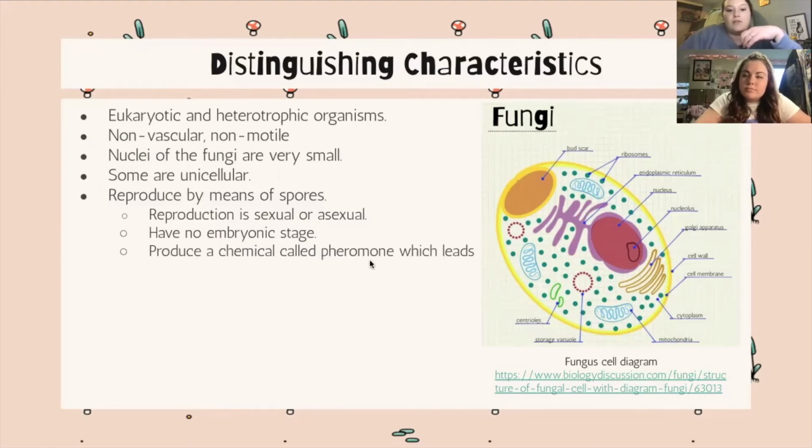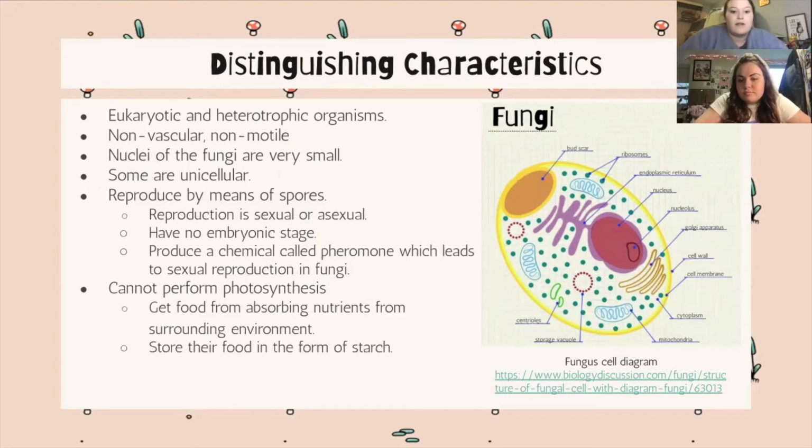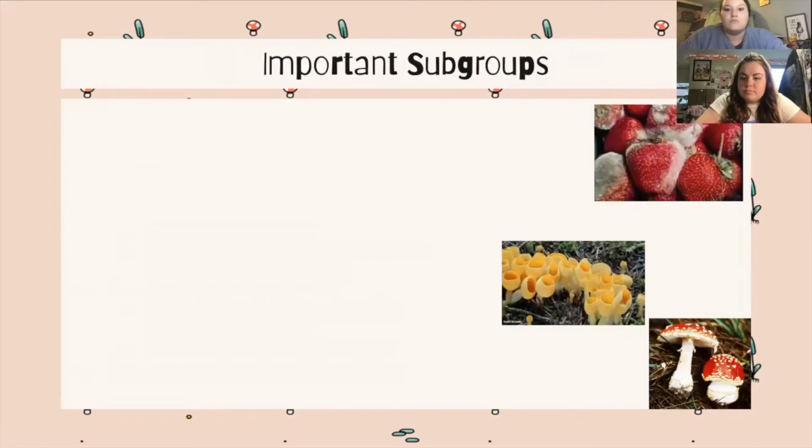They produce a chemical called a pheromone, which leads to sexual reproduction in the fungi. They cannot perform photosynthesis, so they get their food by absorbing nutrients in their environment, and they store food in the form of starch. Some fungi are parasitic and can infect the host.